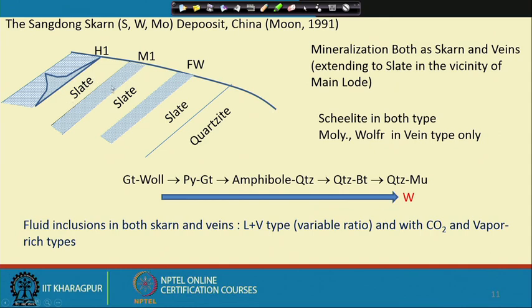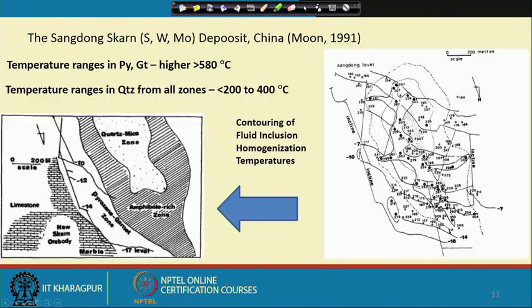Especially, it is shown that this quartz muscovite zone is the central part, and is surrounded by the quartz biotite, the amphibole quartz, and the garnet pyrite, pyroxene garnet, and the garnet wollastonite zones. It is essentially a response to an intrusive felsic unit somewhere at depth, which has given rise to this original, primary skarn mineralization, which was later overprinted by the vein type tungsten mineralization.